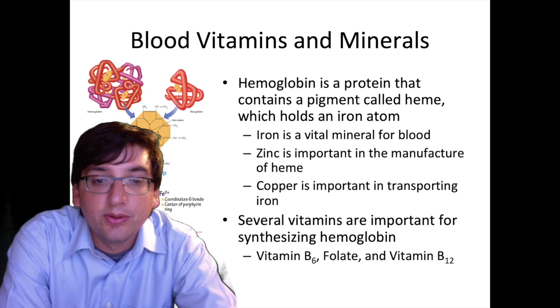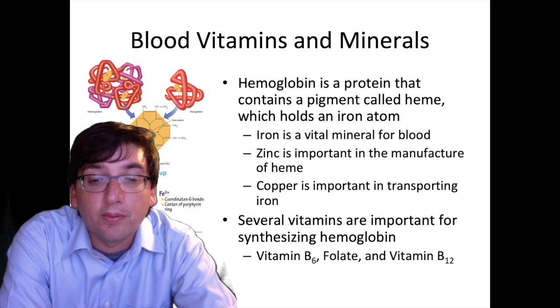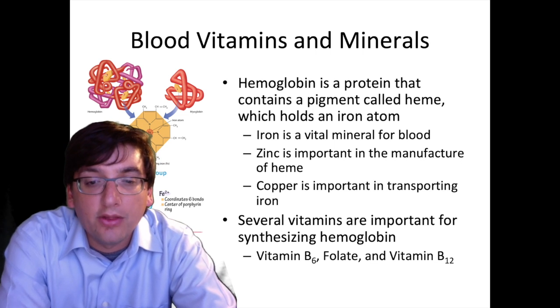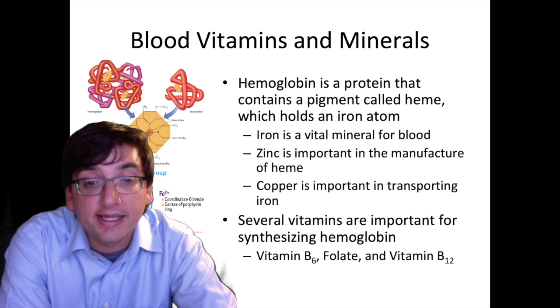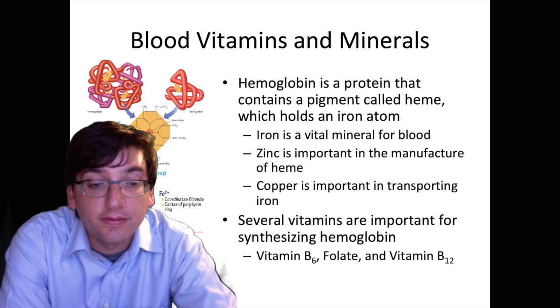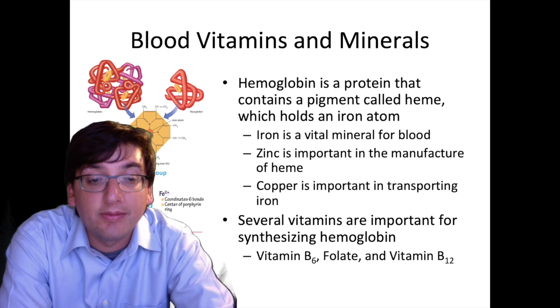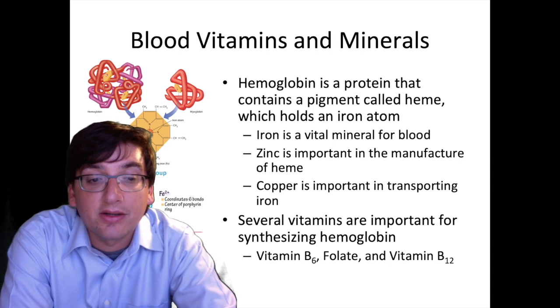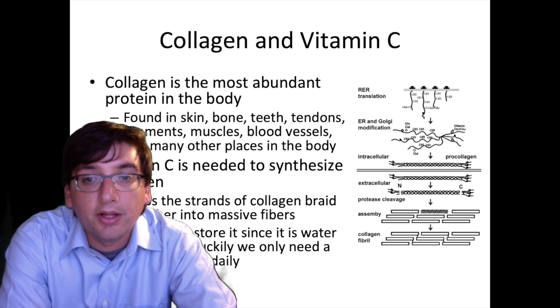In addition to these minerals, we need several vitamins in order to make hemoglobin. Notice that vitamin B6, folate, and vitamin B12 are all important for synthesizing hemoglobin. Those vitamins we already covered in the previous section because those basically work as enzyme cofactors, which help with the functioning of enzymes to make things, especially making hemoglobin, like putting the amino acids together and so forth. So those are the main vitamins and minerals that are particularly important for our blood.